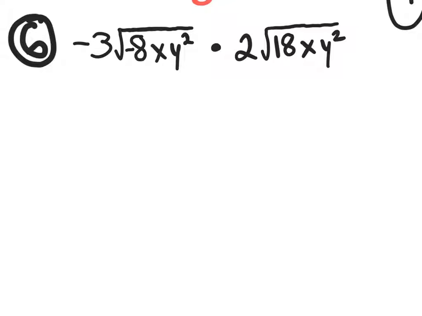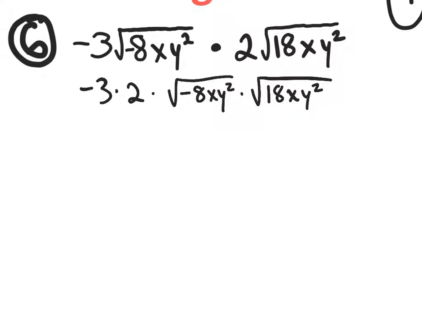So this is what I'm going to do. I'm going to rearrange everything. Negative 3 times 2 times the square root of. So I just rewrote it, put the numbers first and the radicals right next to each other. And now I'm going to multiply this radical with this radical and put them under the same radical. Does that make sense?